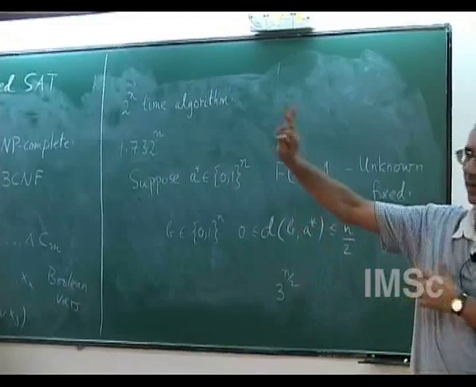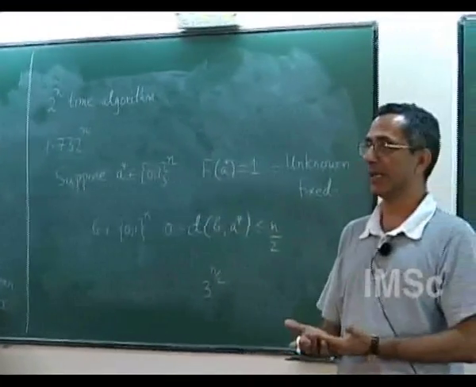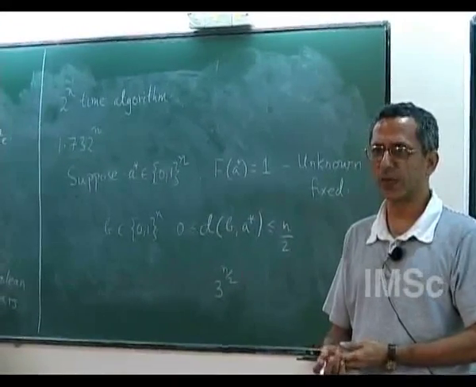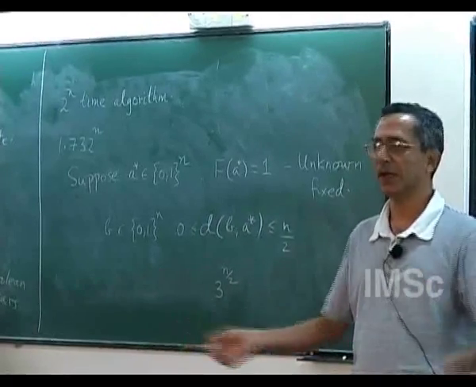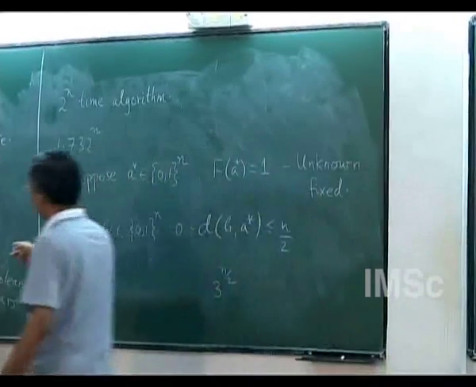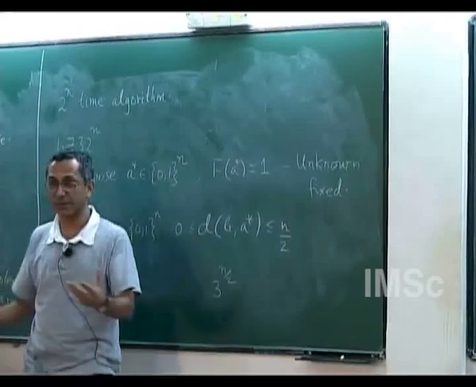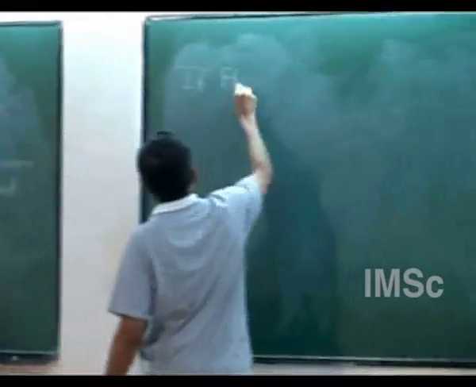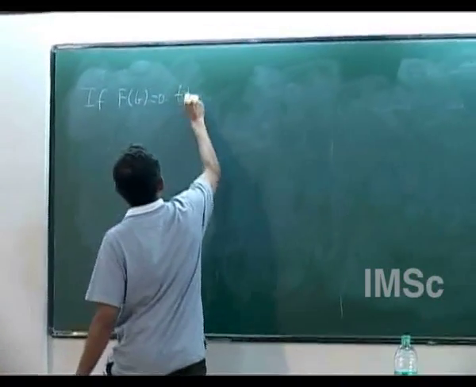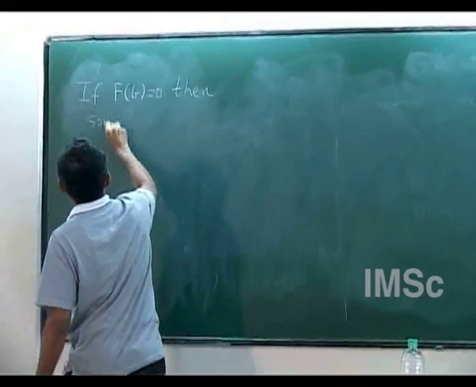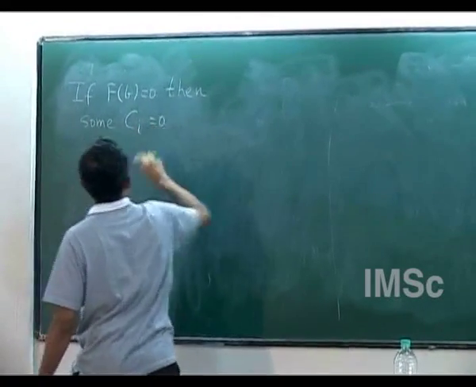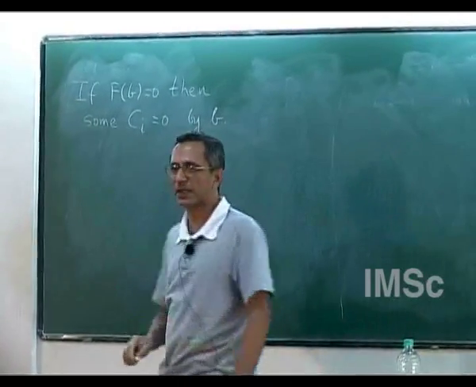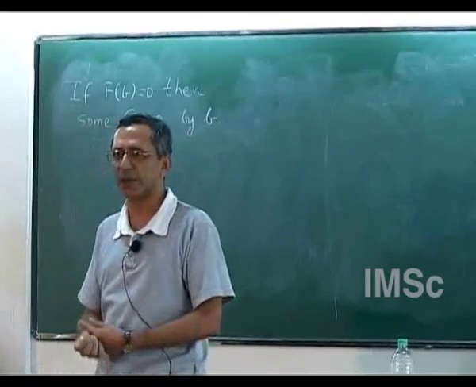So there is this target satisfying assignment A star. I'm starting at B, which I know is going to be at distance at most n by 2 from A star. What do I do? If it doesn't satisfy my formula, one of these clauses is falsified by that assignment B. So if F(B) is 0, then some Ci is 0 by B. That is, if I evaluate according to B, some Ci is 0. That's why it's not satisfiable.